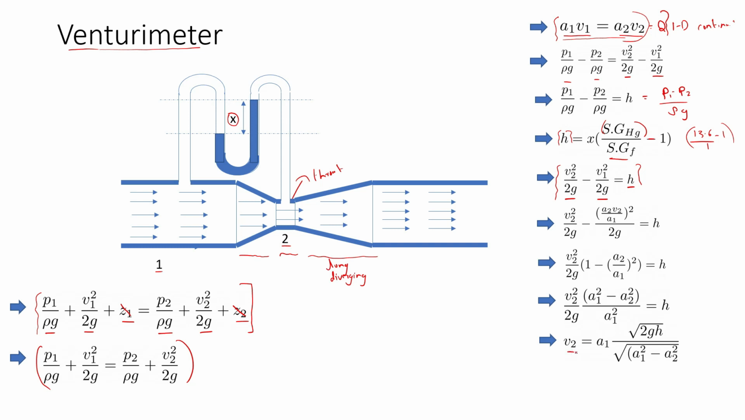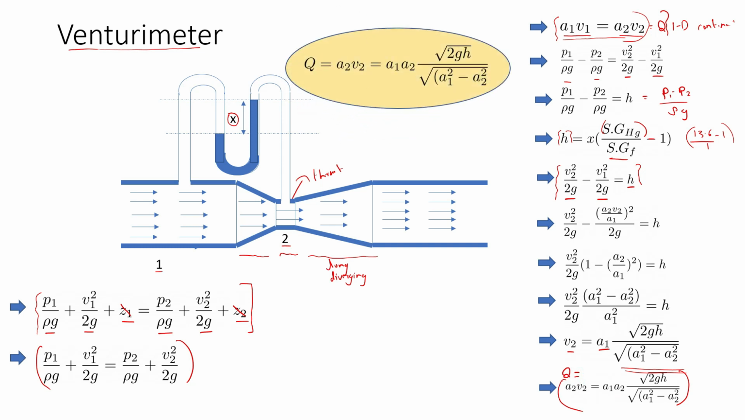So you will get V2 is equal to A1 into root of 2GH by root of A1 square minus A2 square. So you will get A2 V2 is equal to A1 A2 root of 2GH into root of A1 square minus A2 square. Here A2 V2 is the discharge that we need to measure. So the final equation is discharge Q is equal to A2 V2, which is equal to A1 A2 into root of 2GH by root of A1 square minus A2 square.